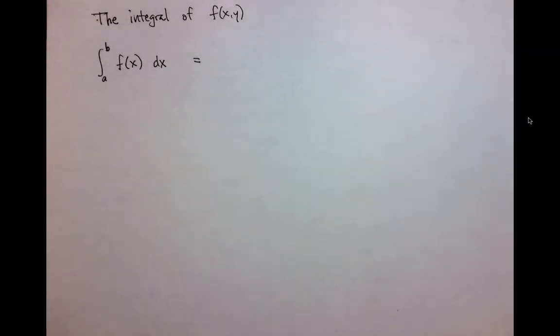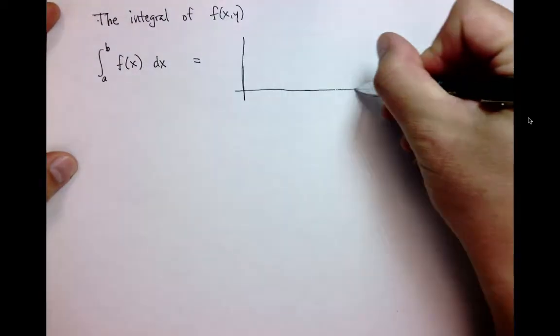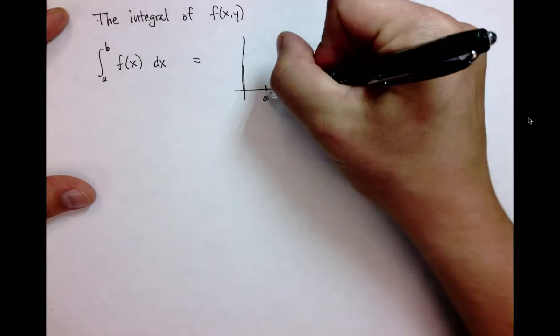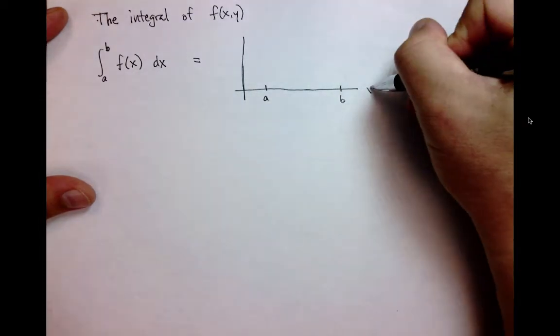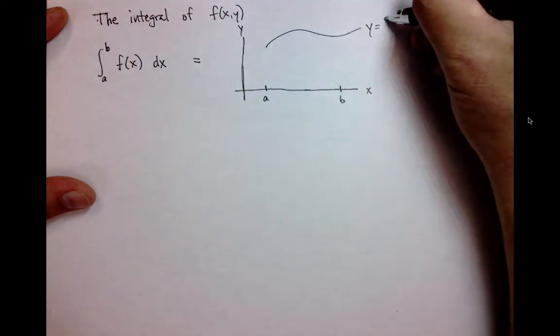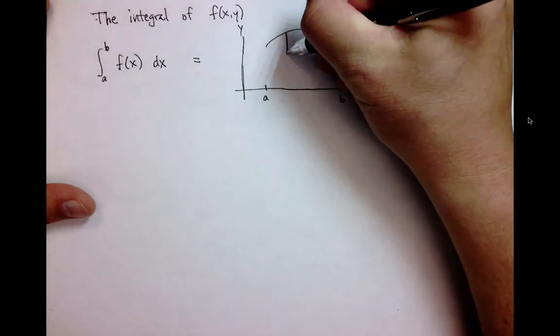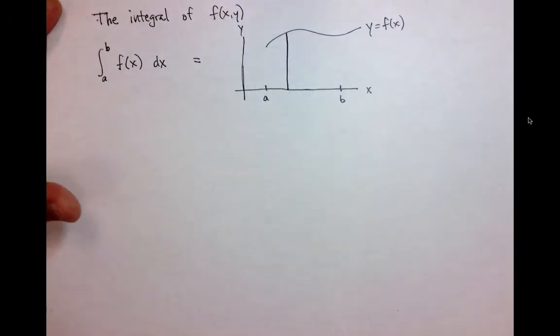Now we're ready to talk about integrals of functions of two variables. When we first talked about integration of functions of one variable, the definite integral, we had a particular meaning in mind for that. So we had an interval from a to b in the x variable. We had a curve, y equals f of x, and f of x would be the height of that curve above the axis.